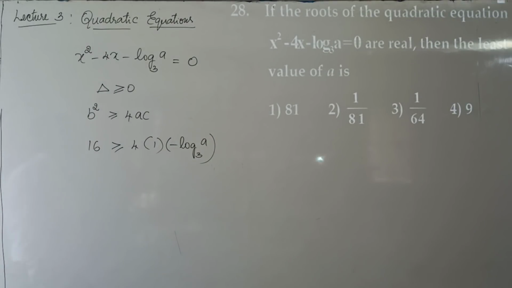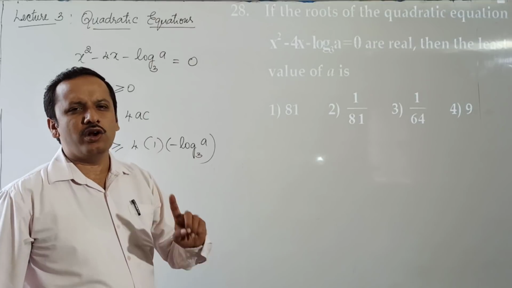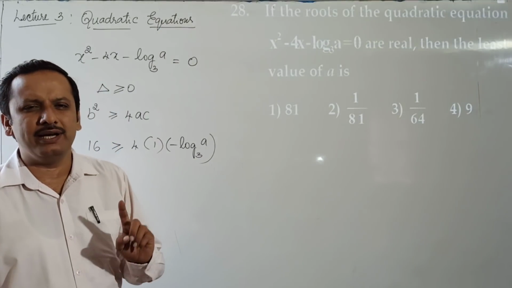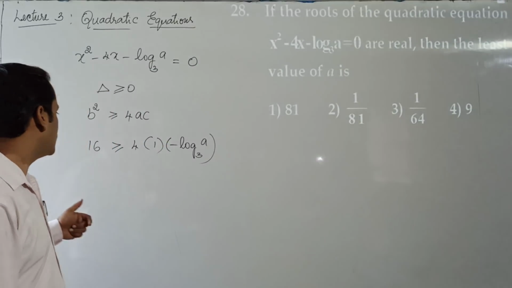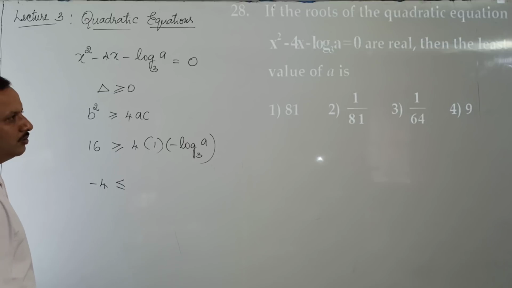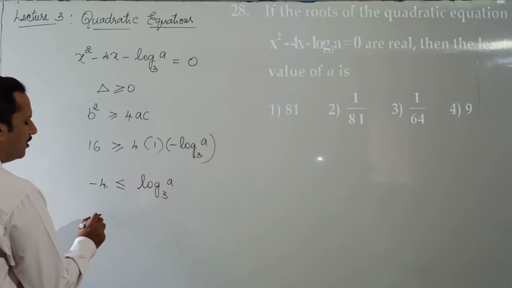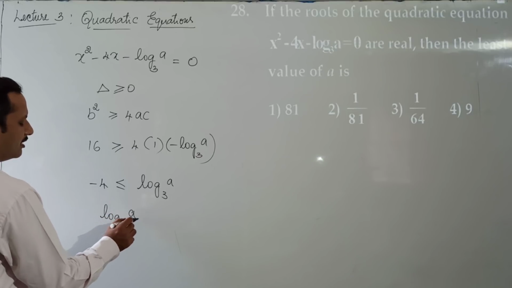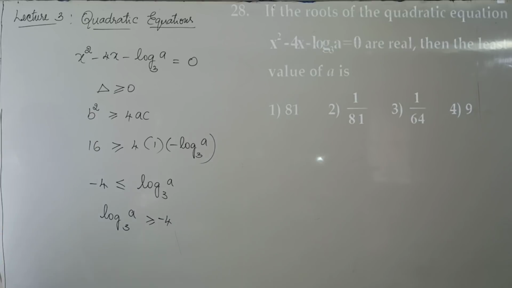Okay? I will divide by minus 4. When I divide by minus 4, the inequality gets reversed. Whenever you divide or multiply an inequality by a negative number, the inequality gets reversed. So you will get minus 4 less than or equal to log a to the base 3. Or I can write log a to the base 3 is greater than or equal to minus 4.